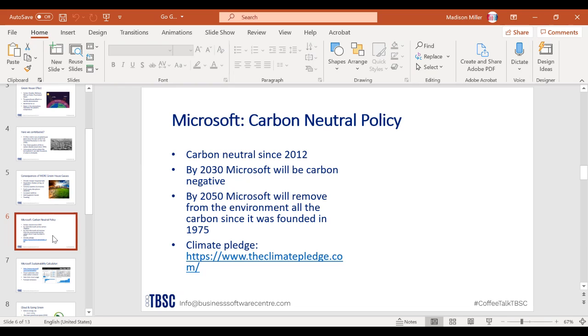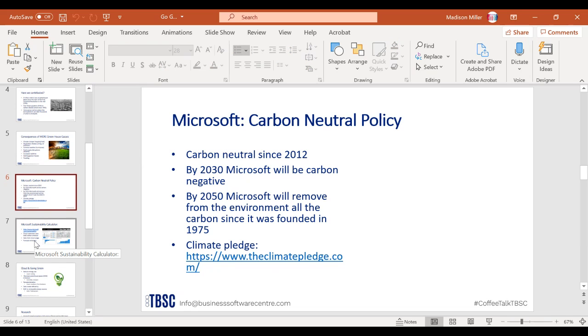So you can partner up with Microsoft and sign your business up for this climate pledge link here, and learn more about what the carbon neutral policy is and what Microsoft is doing. Microsoft is really being a great pioneer in this, and they have a whole bunch of their sustainability projects on their website. So I would advise, if you're interested in learning more, feel free to just look on their website, because they really are doing so much.